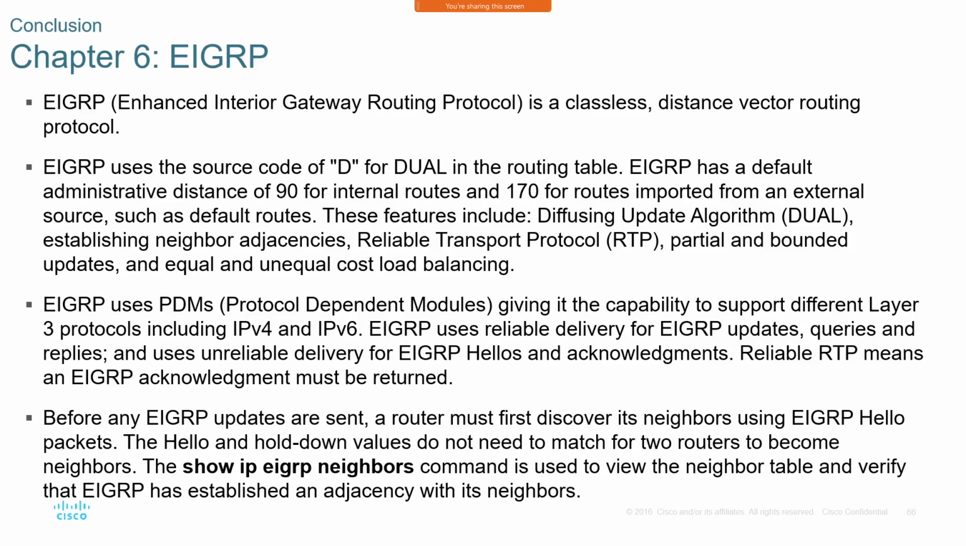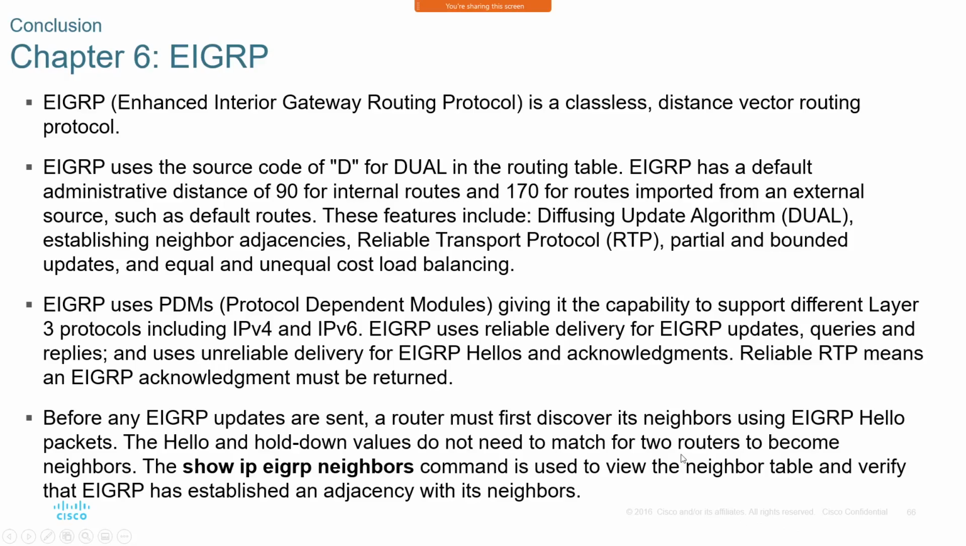EIGRP uses protocol-dependent modules. That basically means EIGRP can work well with IPv4 and IPv6 networks. We also discussed the message types: hello, update, query, reply, acknowledgement. We said that the hello messages don't need to be acknowledged. But we also said that the updates and the queries use reliable transport and they also require acknowledgements.